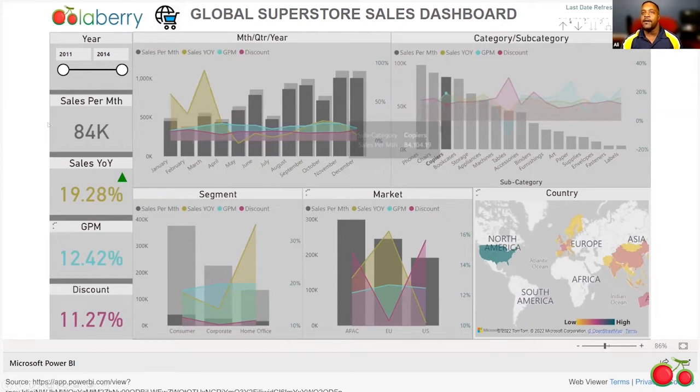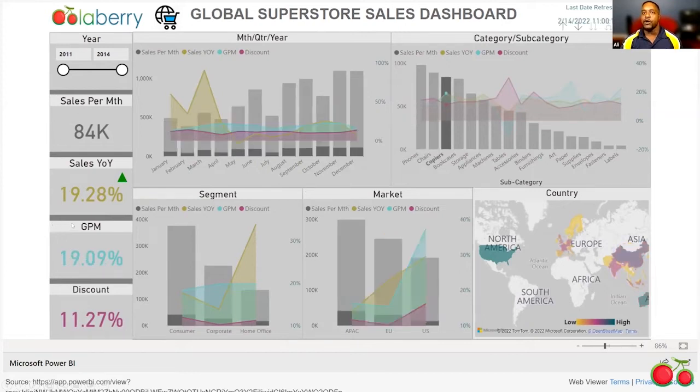So here we have, I told you it was around 85K a month. Gross profit margin and sales were around 20, and discount around 11%. We can look across the different dimensions. So when I click on copiers and copiers is now selected, I can look on here and see what is my highest selling month for copiers. You can see that it's October because the bar is higher. October's is the highest bar. The lowest selling month, as you can see, is February.